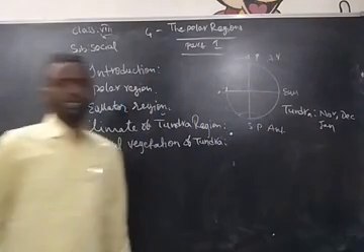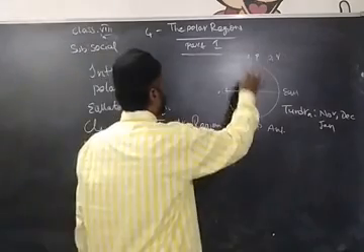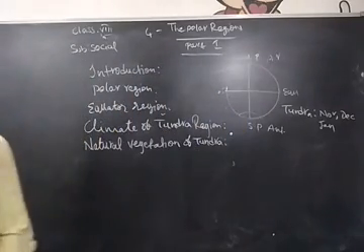So what is meant by tundra region? Tundra region means the northern part of the continent within the polar region. The northern part of the continent within the polar region is called the tundra region.